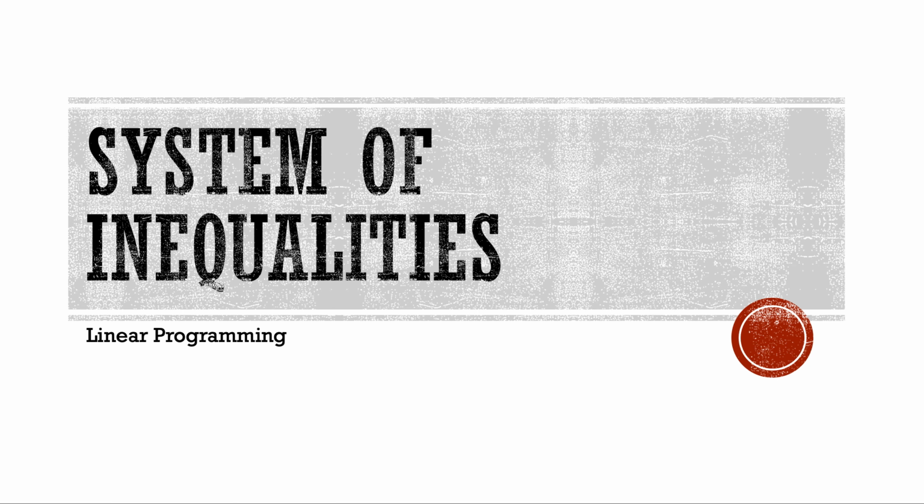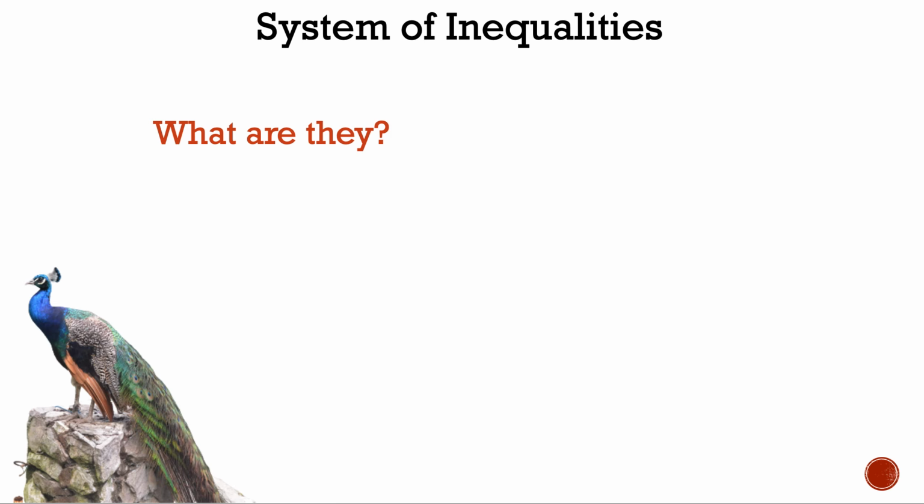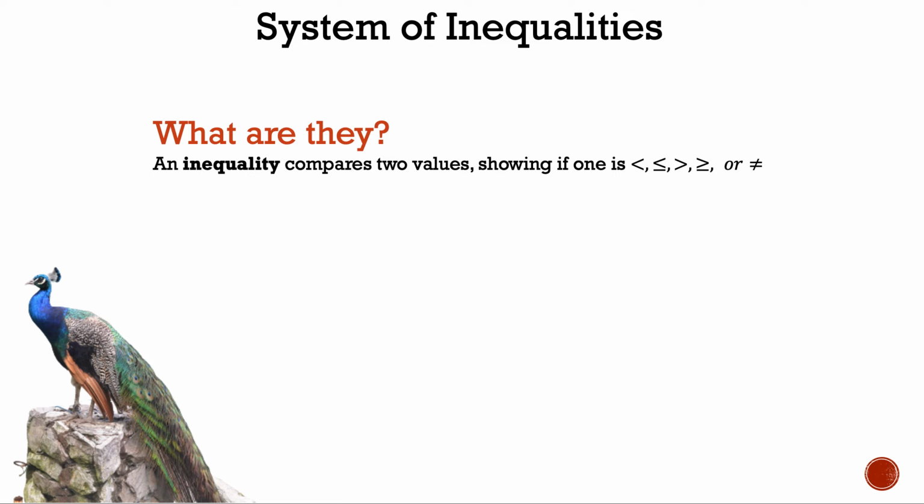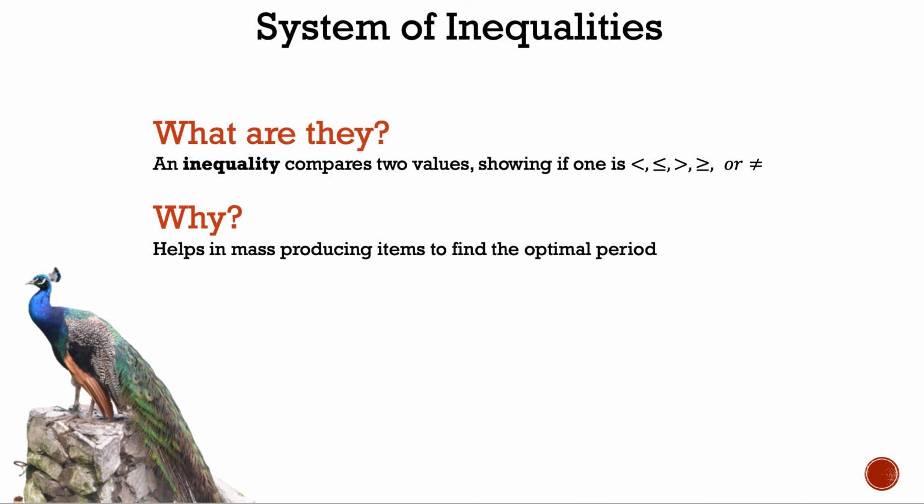System of inequalities. Linear programming. What are they? An inequality compares two values, showing if one is less than or equal to, greater than or equal to, or not equal to. Why? Helps in mass producing items to find the optimal period.